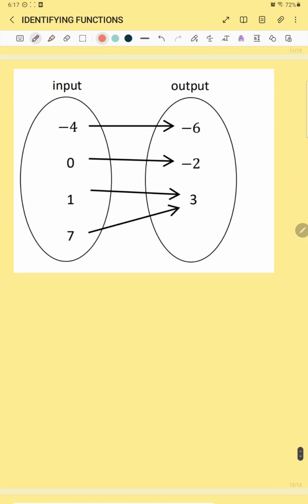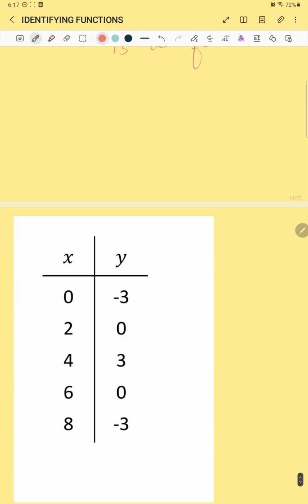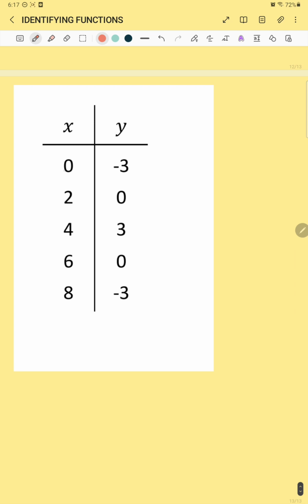Okay, so now for each input there is only one output, so yes, it is a function. Okay, so the last one is 0 corresponds to -3, 2 to 0, 4 to 3, 6 to 0, 8 to 3. So for each input there should be only one output, but for 0 the output is -3. For 8 the output is again -3. So for two inputs there is one output, which is not possible, so not a function.